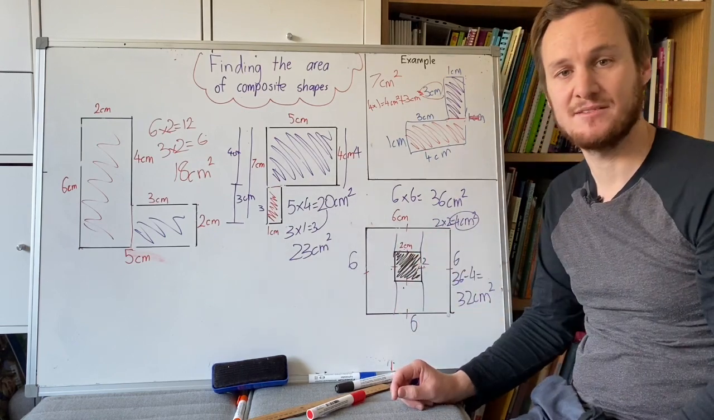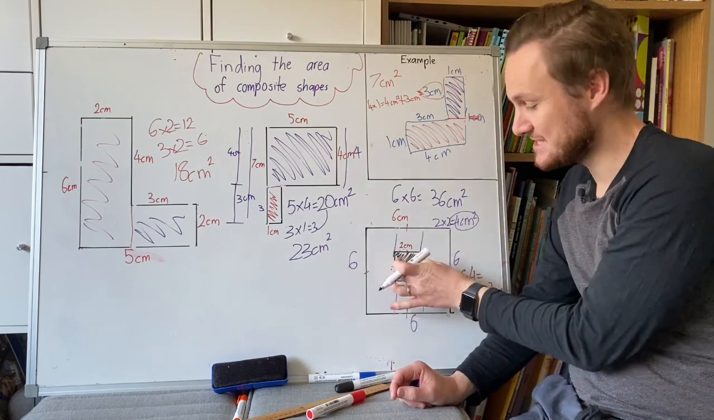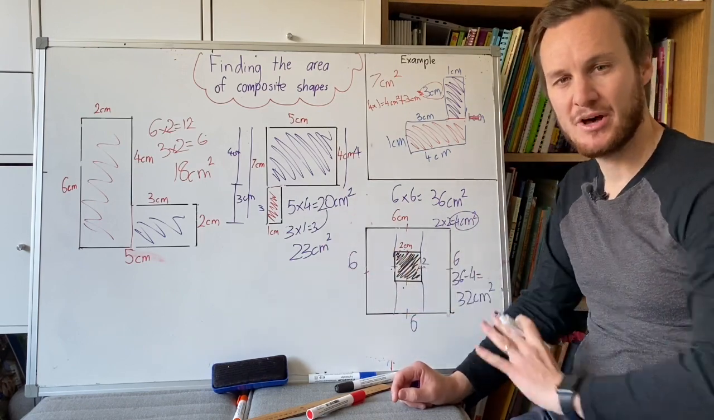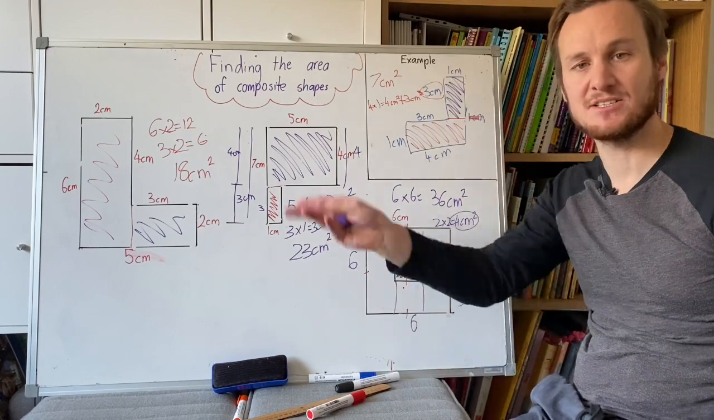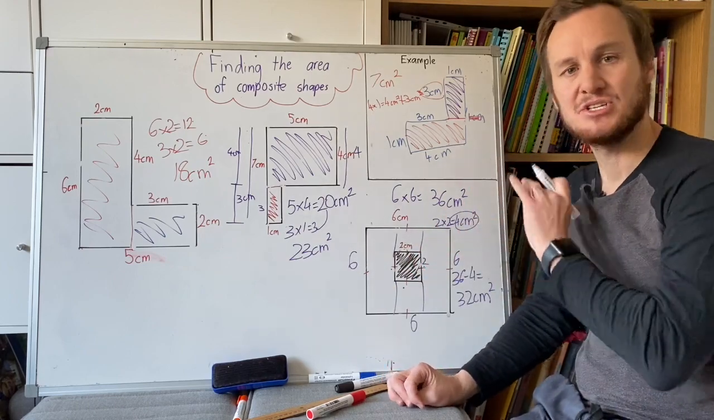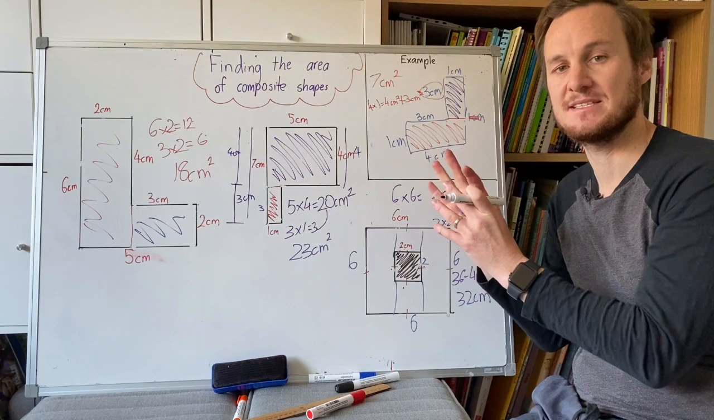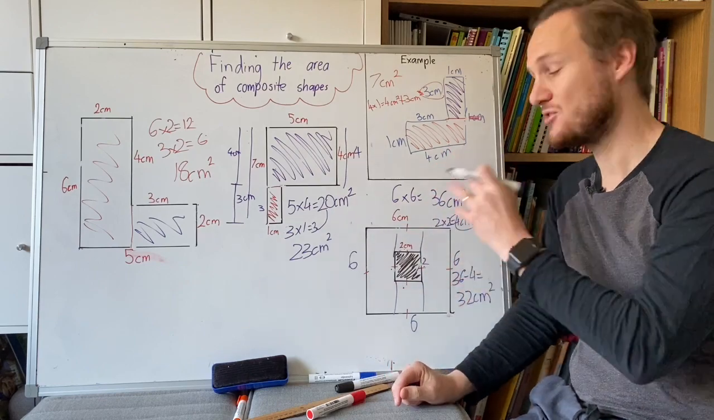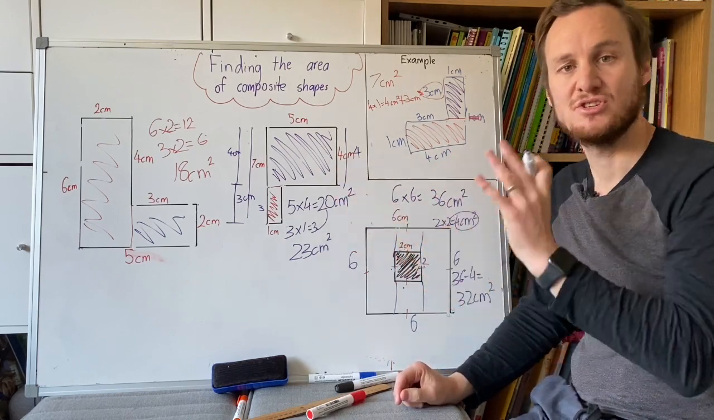You don't need to do that. You could just find the whole shape and then just take away the hole in the middle. I hope that's helped. What I'm going to do is rub this off and write one more extension question just to test some people and see if we can push them a bit further. But if you feel like this is as far as you can go, just watch the next one.